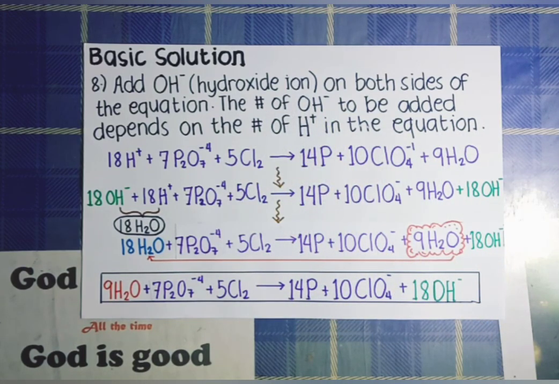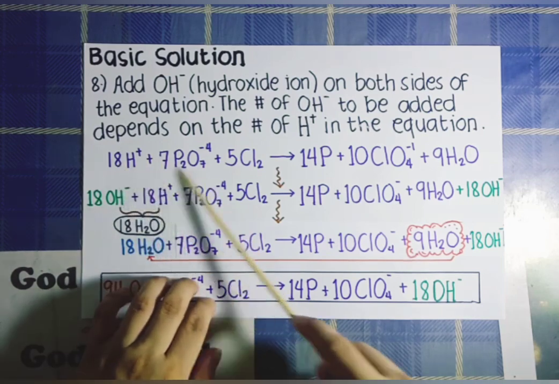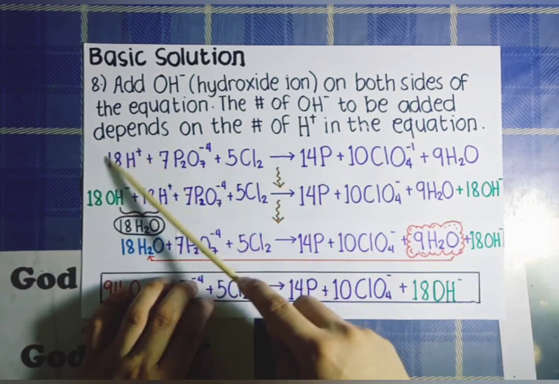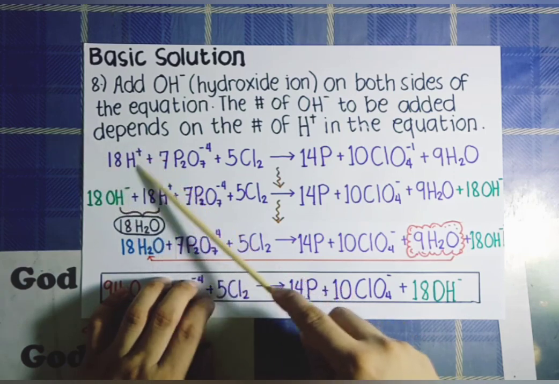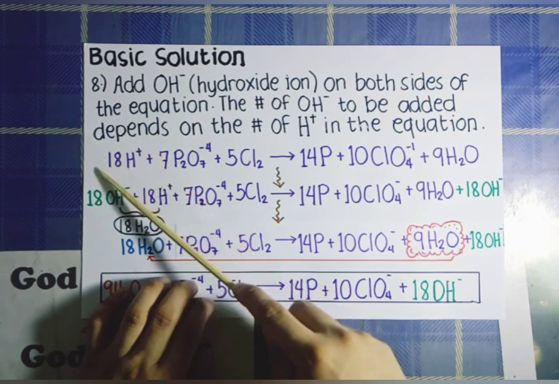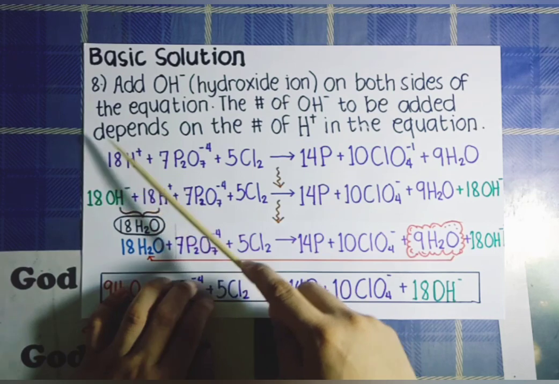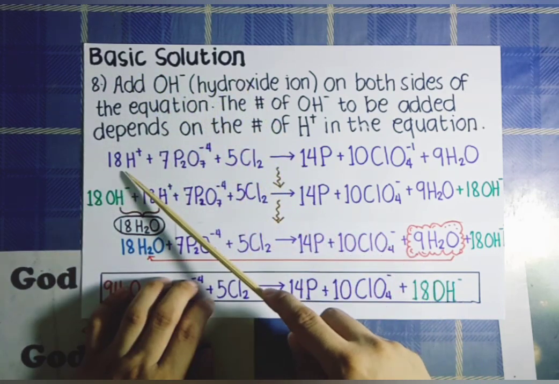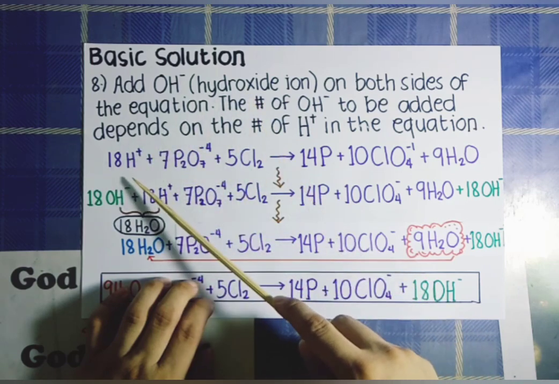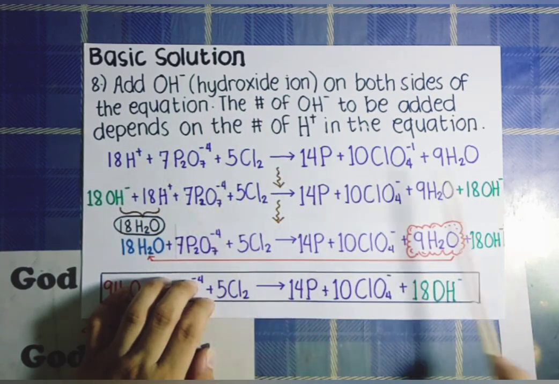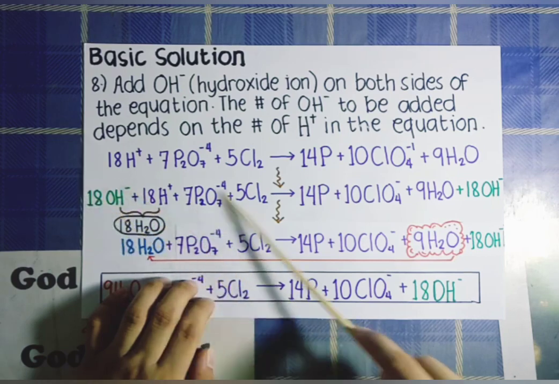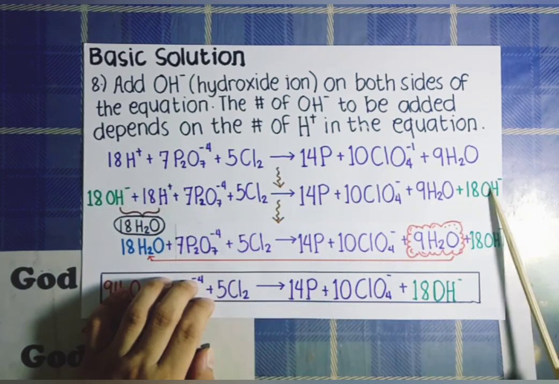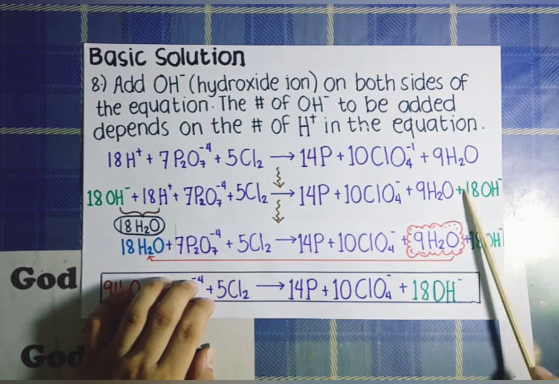So let's go back with our prior equation. This is our prior equation. And obviously, we have here 18 hydrogen ions. Now, because we have here 18 hydrogen ions, and this one is in basic solution, then we are going to add here 18 hydroxide ions also in both sides of the equation. And we will have here this equation. We have here 18 hydroxide ions here, and we also have here 18 hydroxide ions.